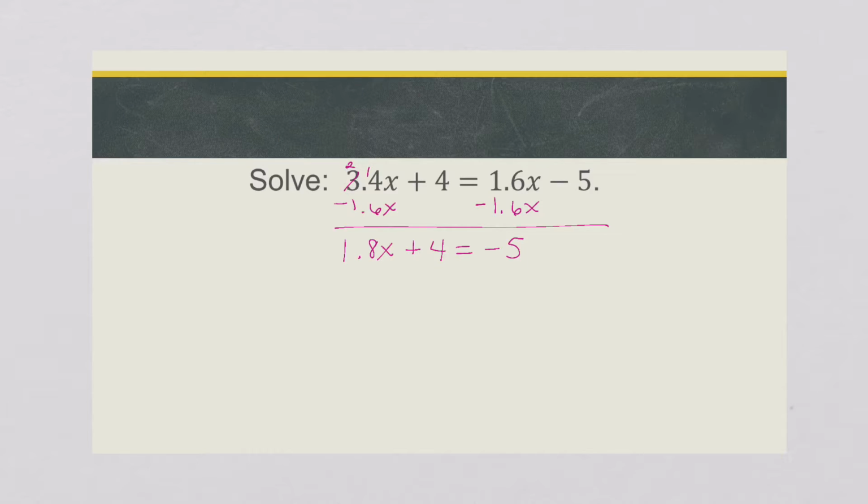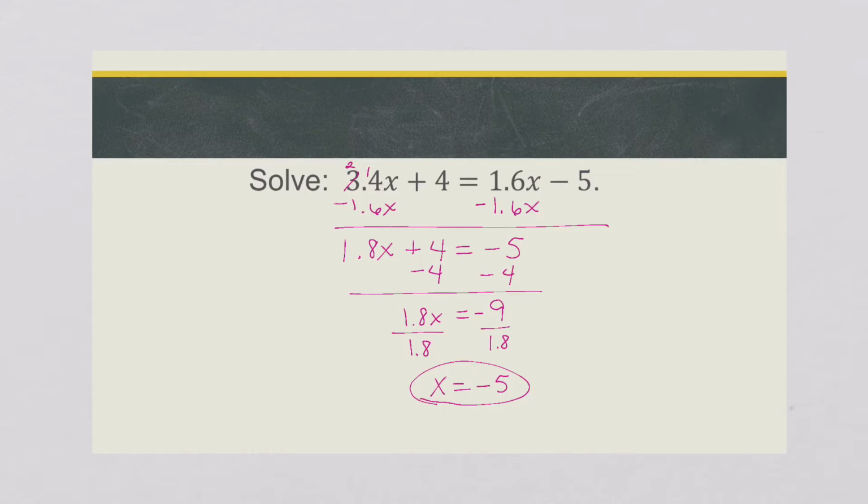Now the next thing that I would do is I would subtract 4 from both sides. So I've got 1.8x is equal to negative 9. Divide both sides by 1.8. And x is equal to negative 5. Might be a good time to grab that calculator if you're not sure about that. I did. Okay, so now I'm going to check my answer.